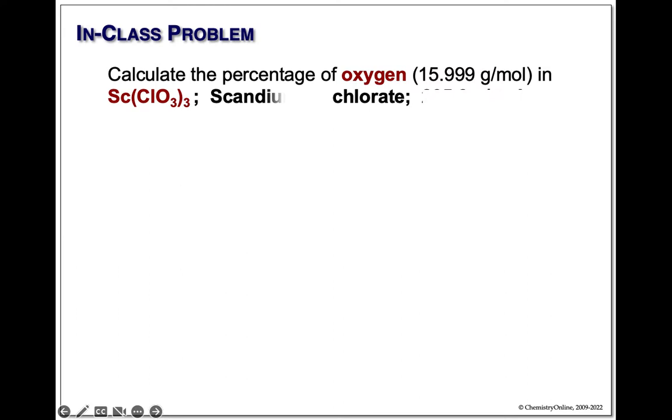We just write scandium, and it's scandium 3, because scandium is a transition metal. We have 3 chlorates. That means scandium has to be +3.